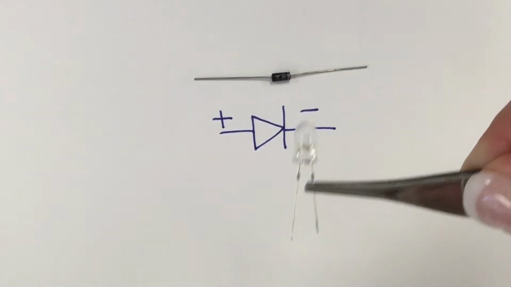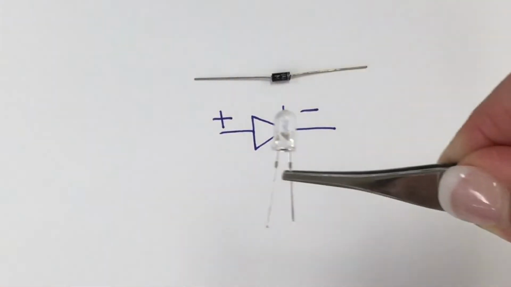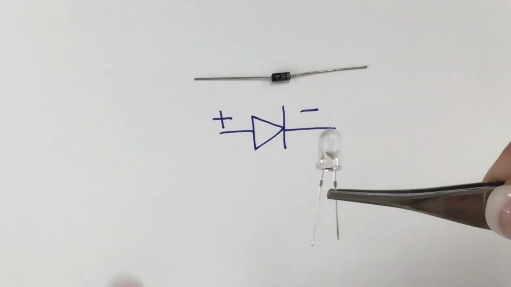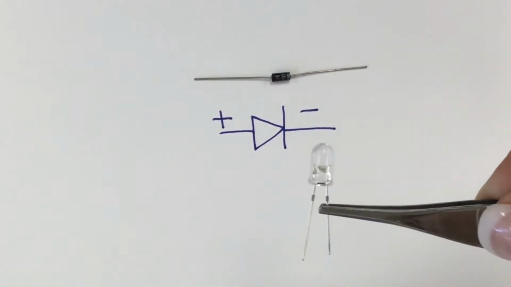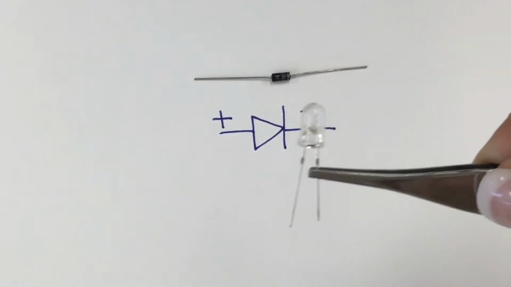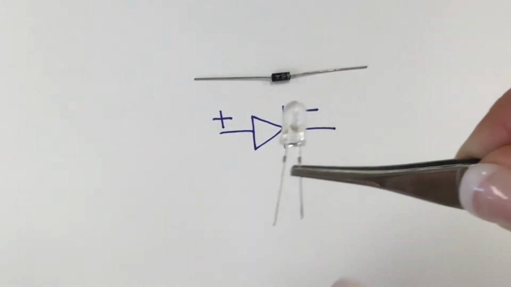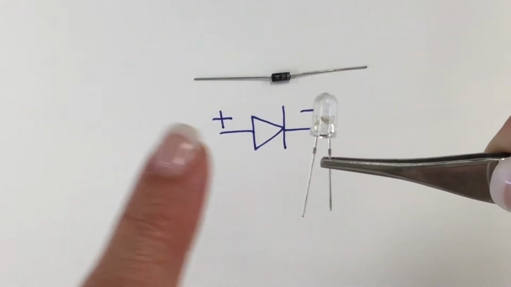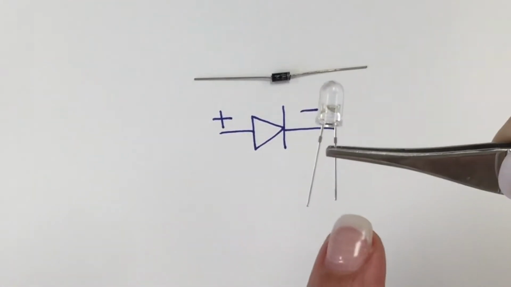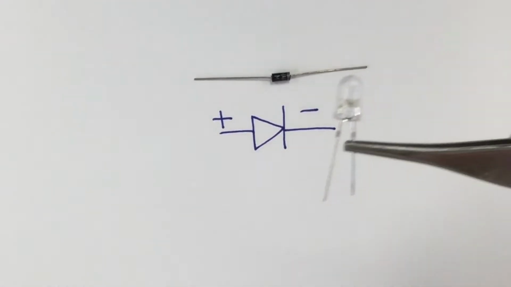LEDs, just like their sibling the diode, have a positive and negative terminal. And how do you identify this? The longer leg is the positive, and the shorter leg is the negative.